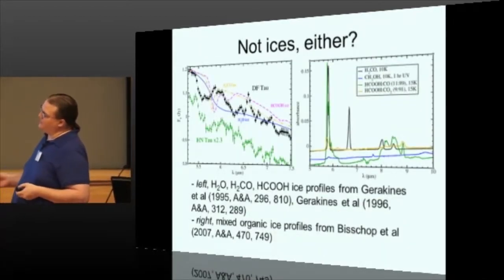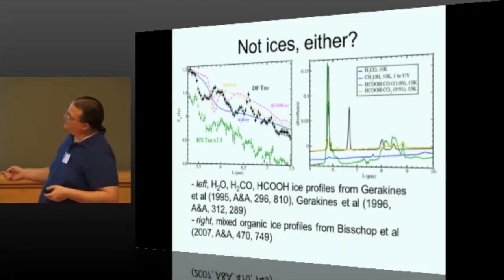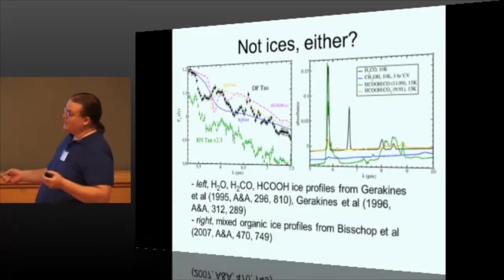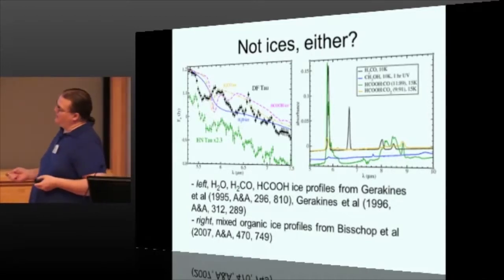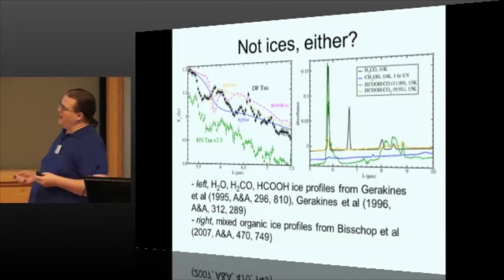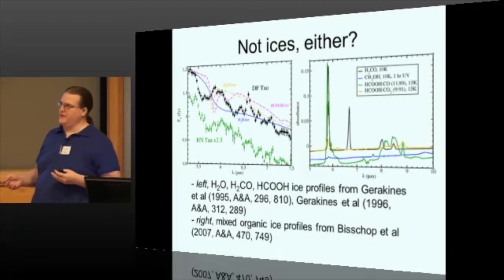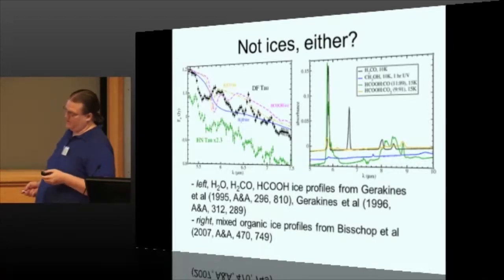It could also be ices. Ices have features over these wavelengths. Here are ice opacity profiles for formaldehyde, formic acid, and water. Although they have features that are close, they're not exactly a good match. And there have been various studies over the past 20 plus years of ices, potential analogs for the type of ices you might see around dust grains in big molecular clouds. And again, not a good match to our spectra.